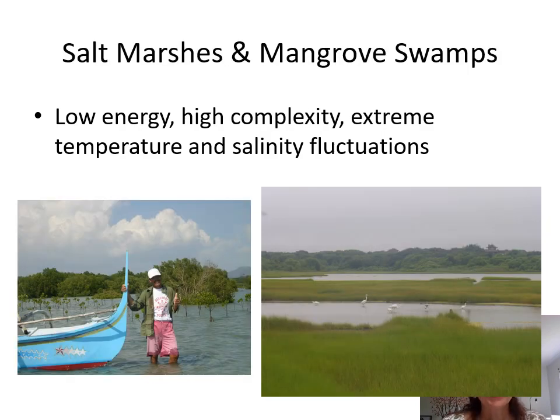Now we're getting a little bit more diverse into our salt marshes, our mangrove swamps. Low energy, high complexity. So now we've got the hiding places, but we still have those tidal variations, those extreme temperature and salinity fluctuations that are present. These habitats have a tendency to accumulate the nutrients in the very shallow waters that they have, which makes them highly productive. So they actually will have a high biomass, but they'll have a low diversity.